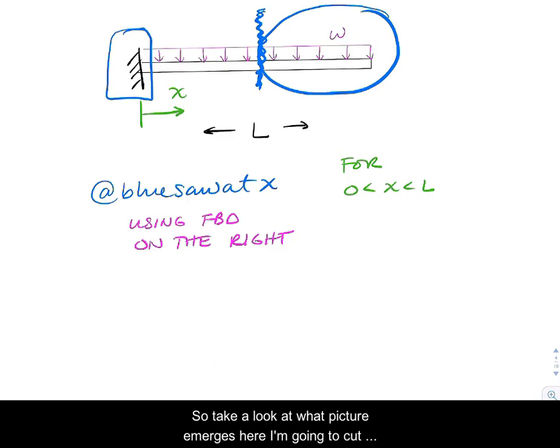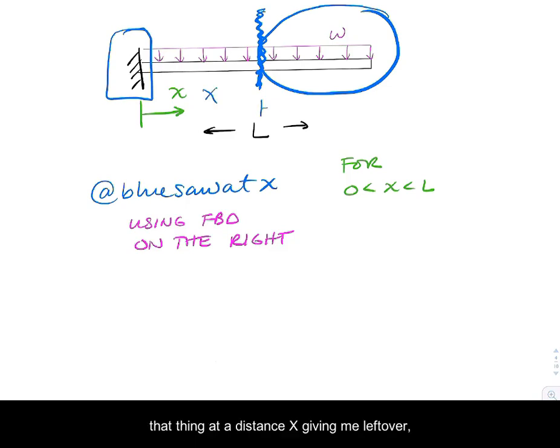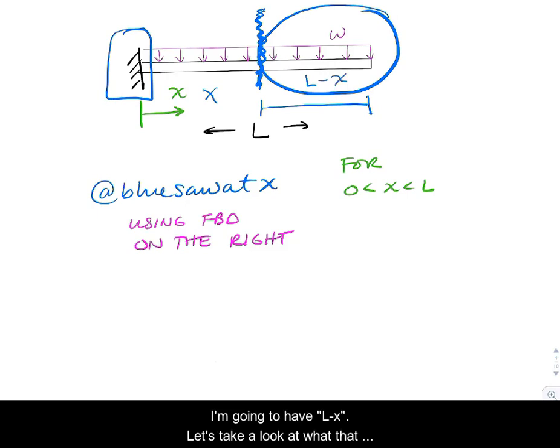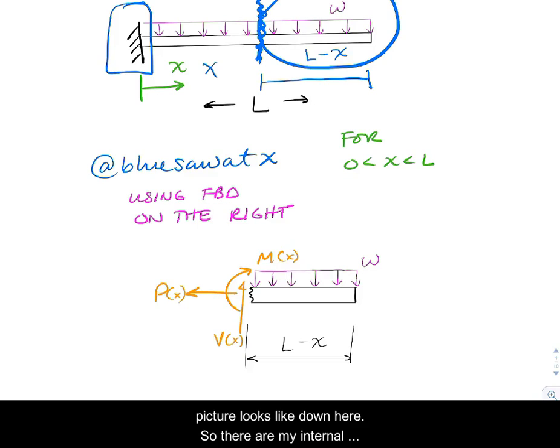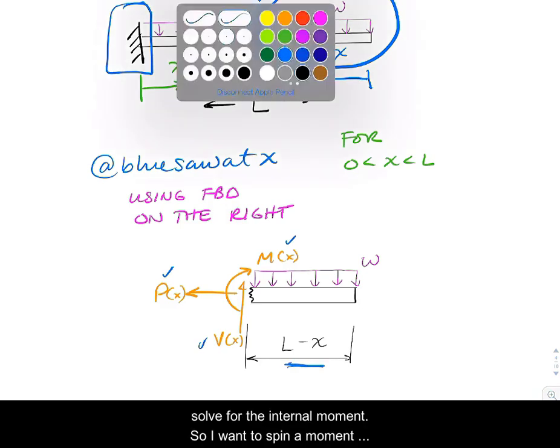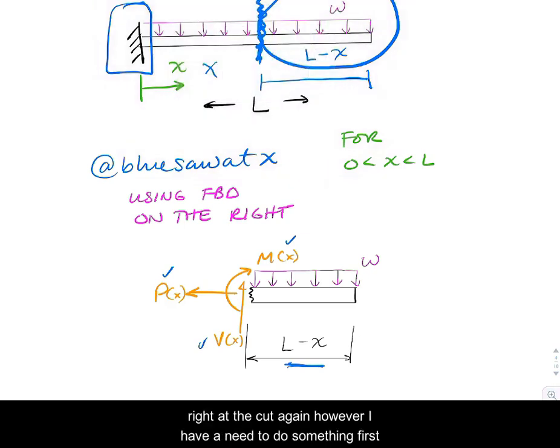I'm going to cut that thing at a distance x, giving me left over L minus x. So let's take a look at what that picture looks like down here. There are my internal forces, right? The moment, the axial force, and the shear force. Got a dimension of L minus x. And what I'd like to do is solve for the internal moment, so I want to spin a moment right at the cut again.